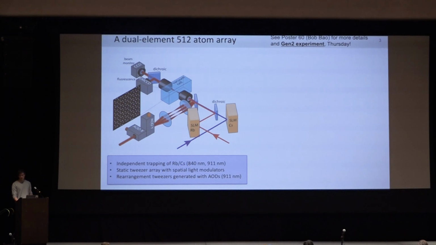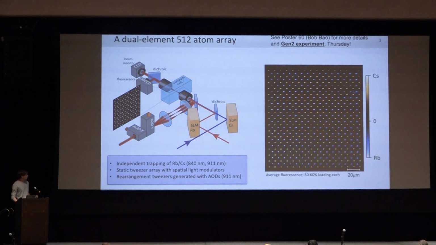We load our atoms stochastically, but we share one set of crossed acousto-optic deflectors that can actually rearrange both types, and this is how we can make defect-free arrays in 2D. And so here's an example of the largest system that we've demonstrated so far. So this is 512 trapping sites, where in yellow you see cesium atoms and blue rubidium atoms. For the experts, this is average fluorescence, but we can make this defect-free.